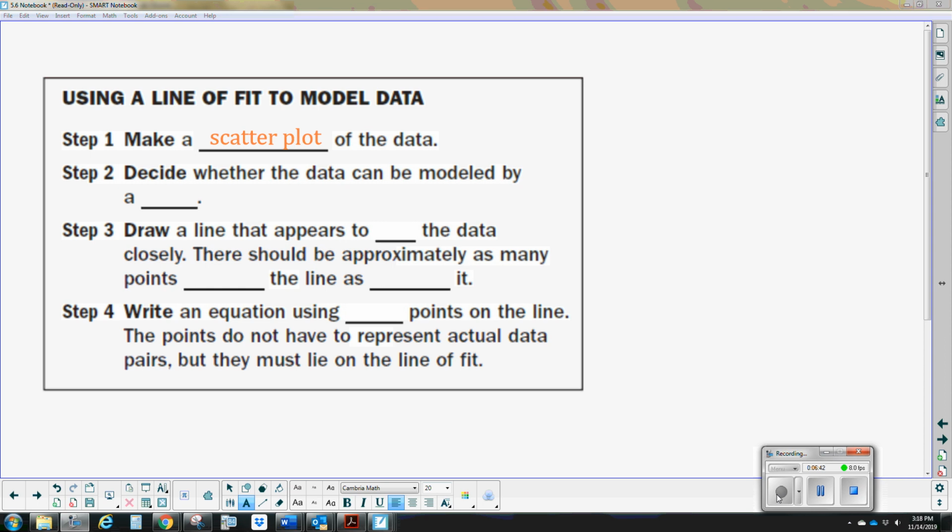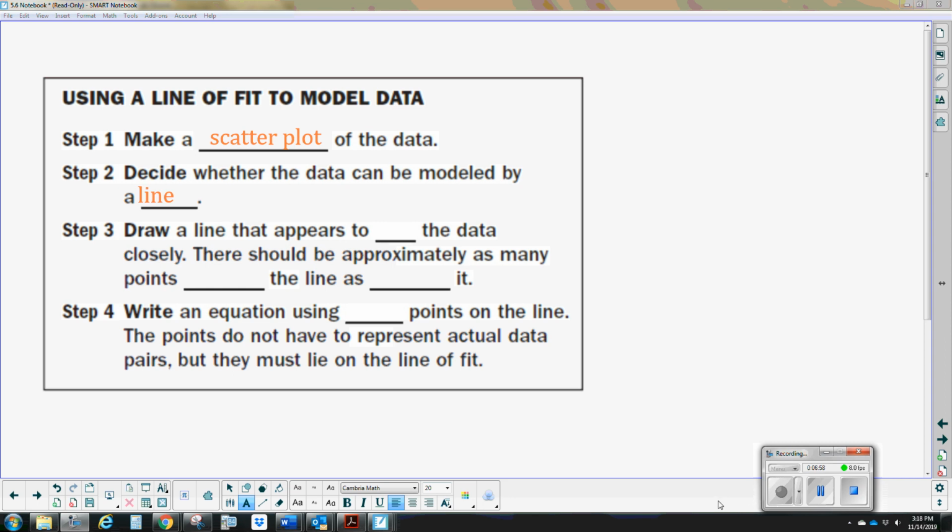If there's no correlation or relatively no correlation, then we're not going to draw a line in. If it looks like a parabola, we're not going to draw a straight line. We'll have to use a different model for that. Right now, we're just working with linear equations.